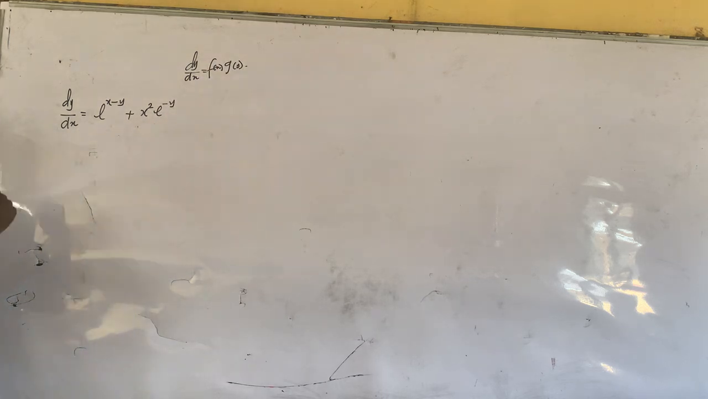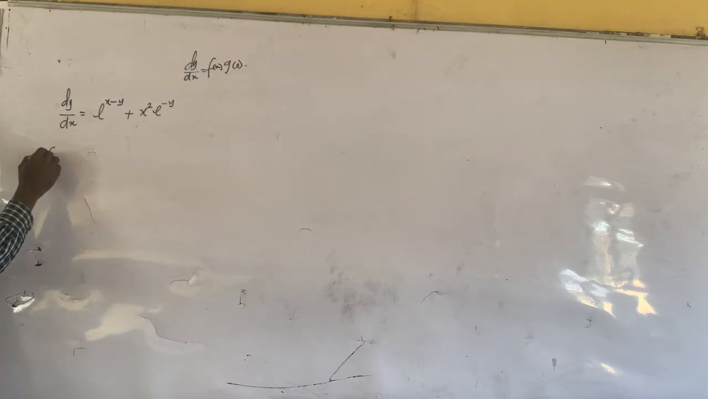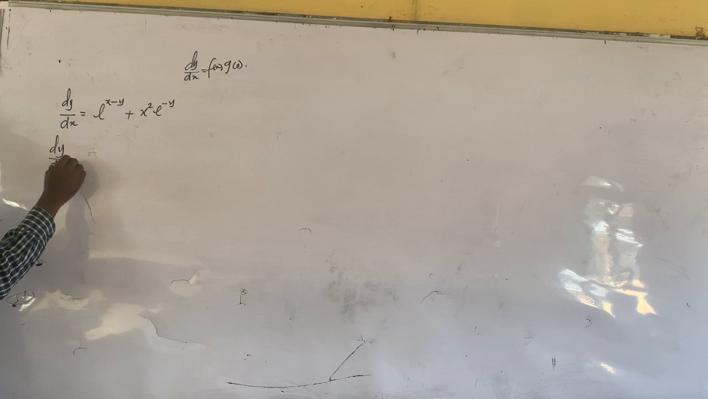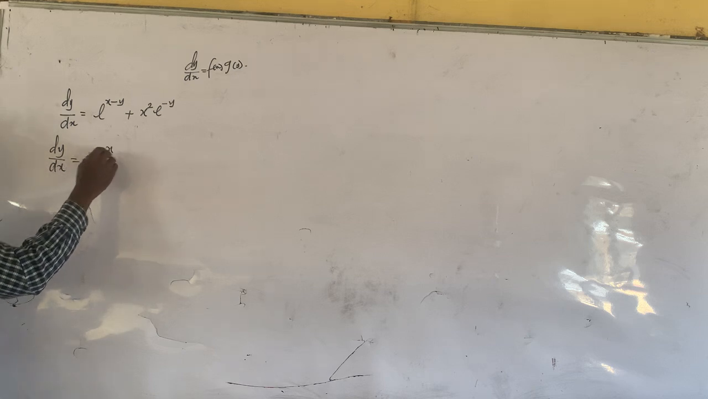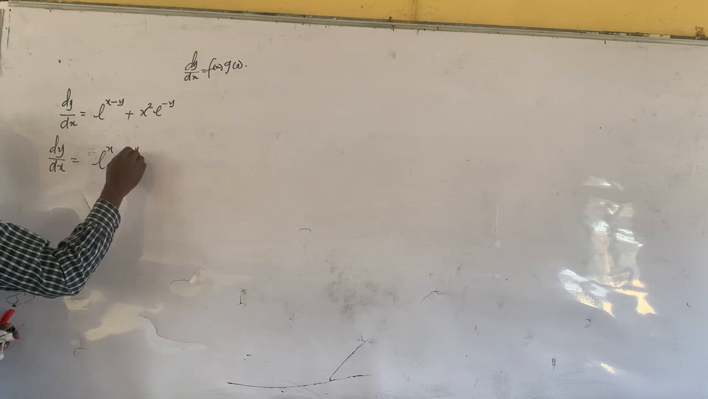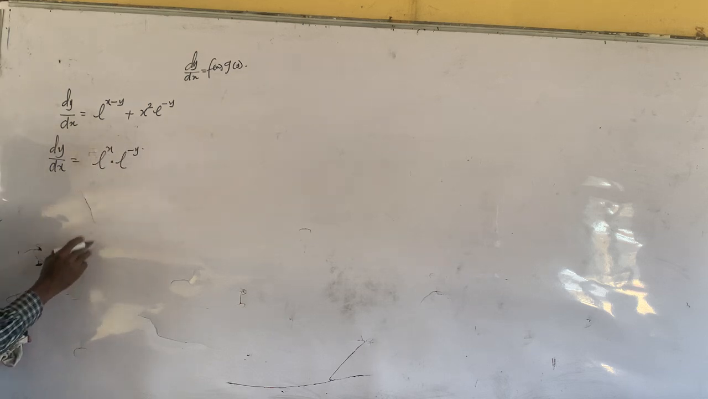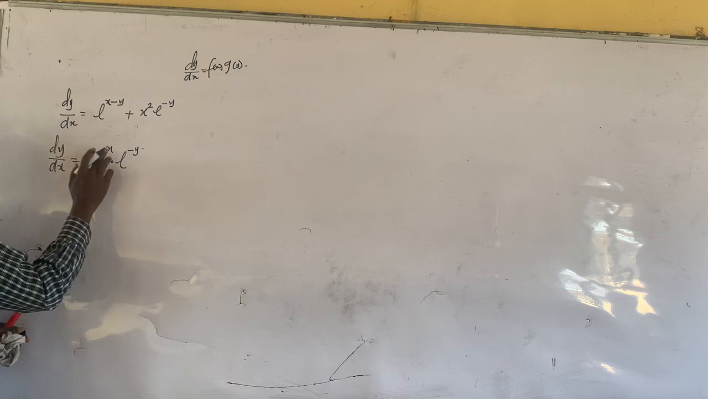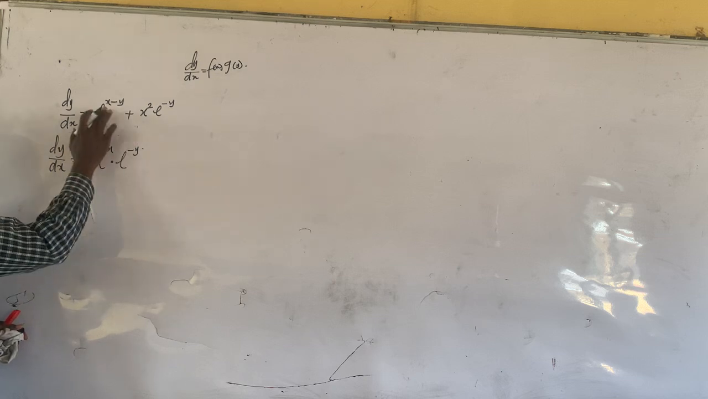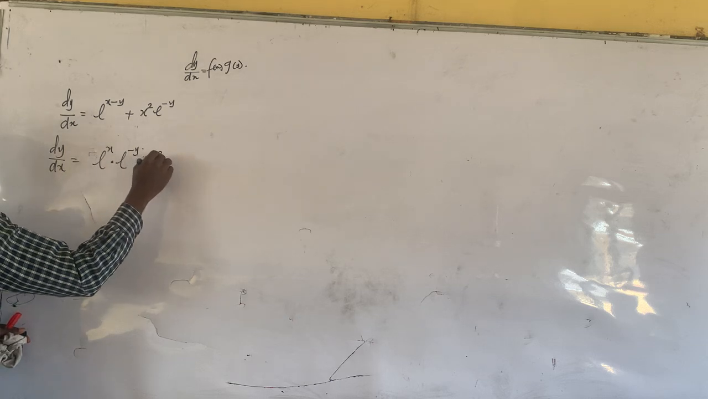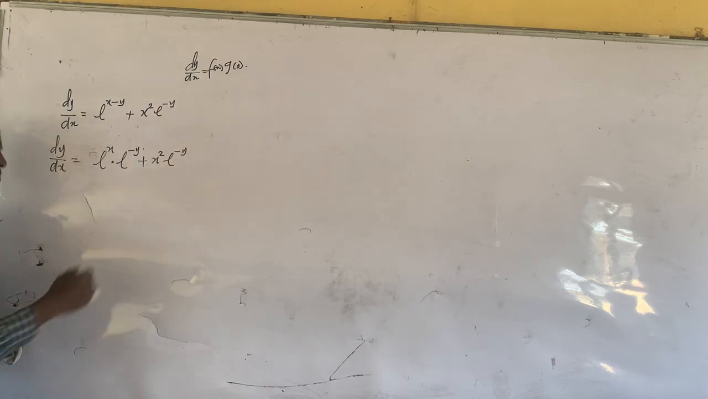So let's see. In this case, if I were you, I'll try to break this exponential using the law of indices, that e to the power x minus y equals exponential x times exponential minus y. Because the rule states that when the same base multiply, their powers add. So we can easily separate that. Plus x squared exponential minus y.